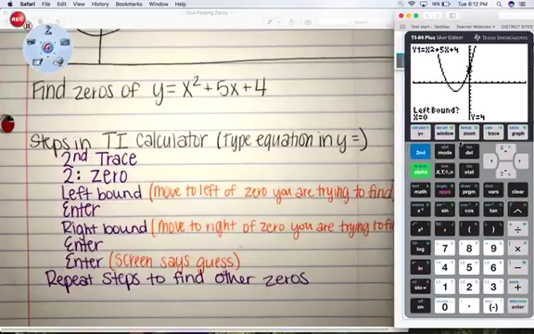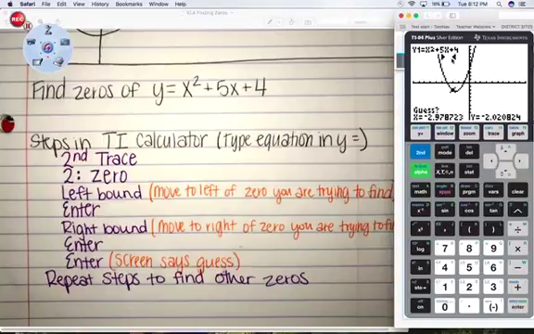Now this is the part everyone always messes up on. Notice on the screen it says left bound. So I need to move to the left of whatever zero I'm trying to look for. So I'm moving to the left, using the left arrow. I'm going to hit enter. Now I need to move to the right of it. So move to the right just a little bit and hit enter again.